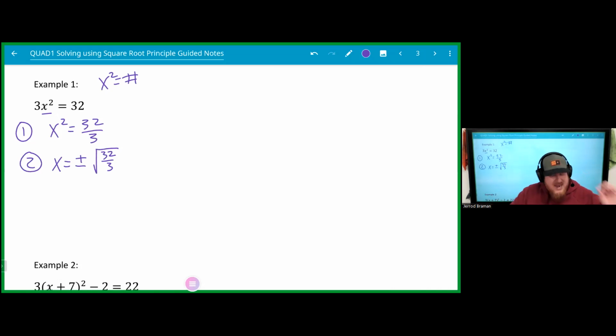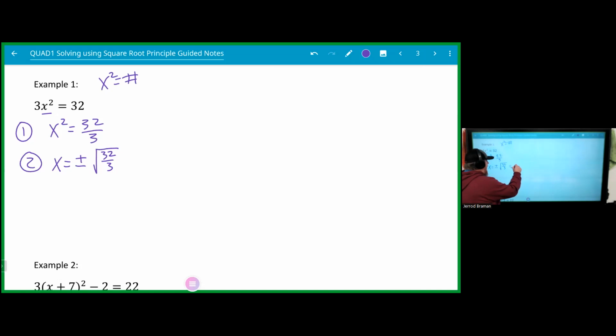Now, the next step comes from our skill building that we've been doing. We have to simplify the square root of 32 thirds. Well, it doesn't simplify like that. Don't turn it into a mixed number. Don't turn it into a decimal. We're trying to keep this as an exact solution. If you remember back, if you've got a fraction that's in a square root, you can actually simplify that. You can simplify that by taking the square root of the numerator divided by the square root of the denominator.